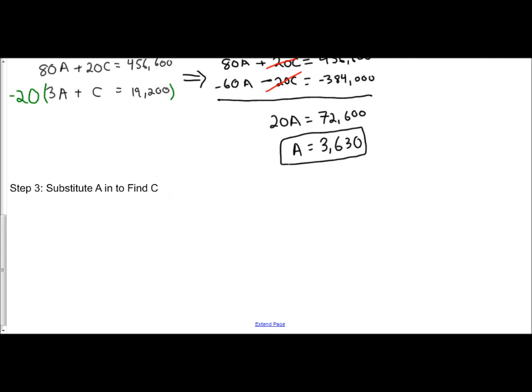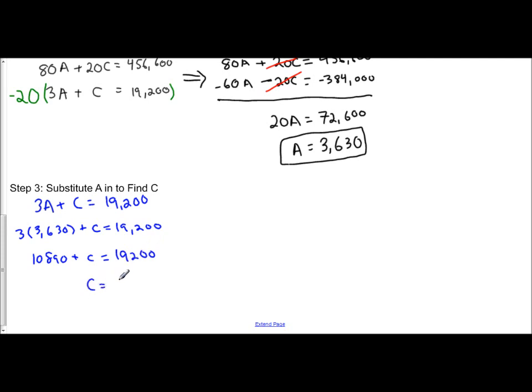And so we have 3A plus C equals 19,200. So we have 3A, which is 3,630. So 3 times that plus C is 19,200. And so I get 10,890 plus C equals 19,200. And subtract 10,890 and C equals 8,310.